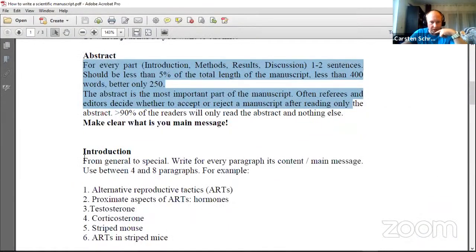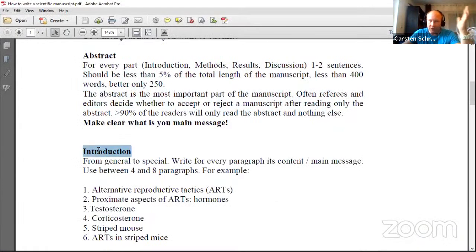And then there's the title of the introduction. And until next week, you should already make the structure for the introduction. The structure means you don't write the introduction, but you write for every paragraph in the introduction one short statement what it will be about.